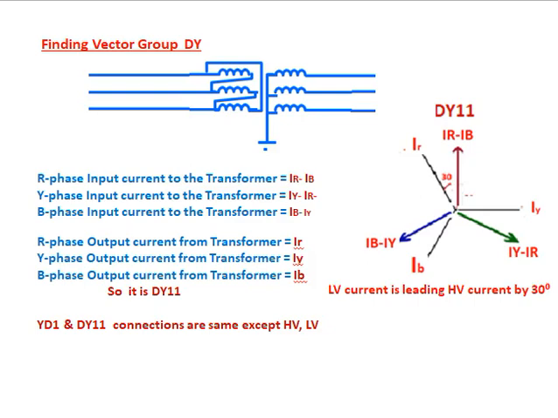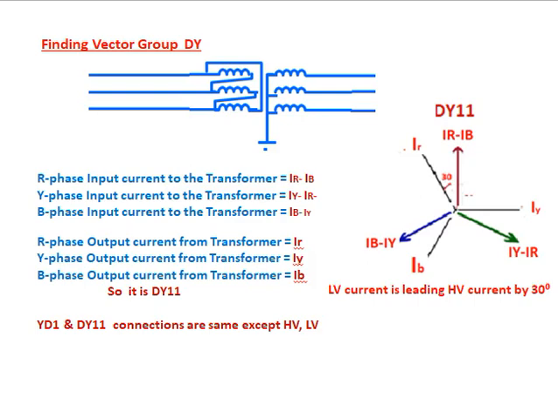R phase output current from the transformer is equal to Ir. Y phase output current from the transformer is equal to Iy. B phase output current from transformer is equal to Ib. We see the vector diagram. IR minus IB, IY minus IR, IB minus IY is the HV current. Ir, Iy, Ib is the LV current.